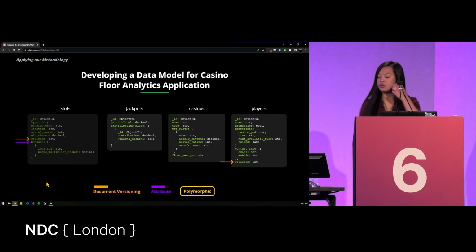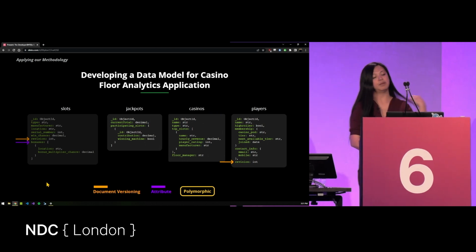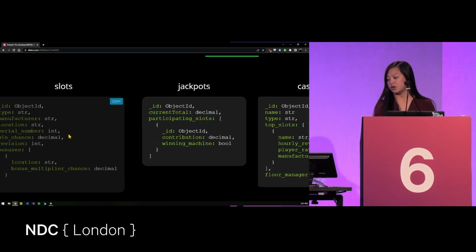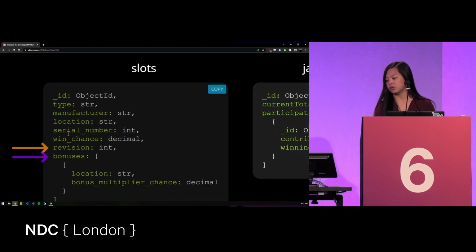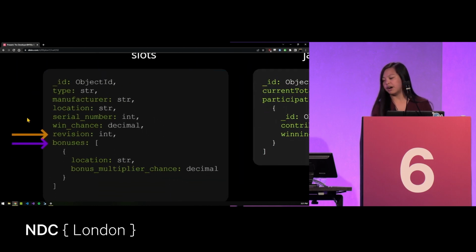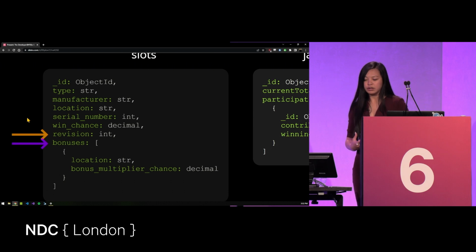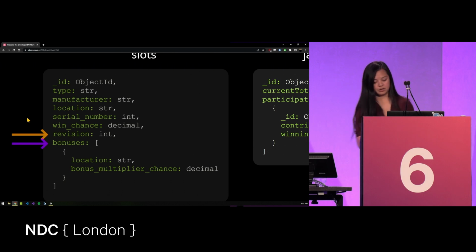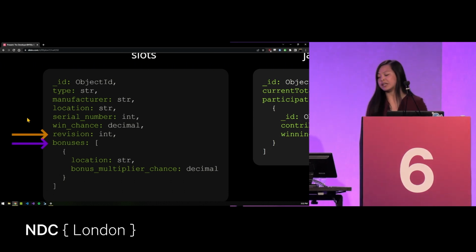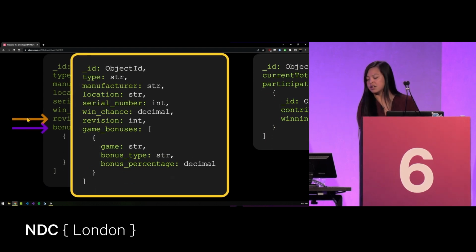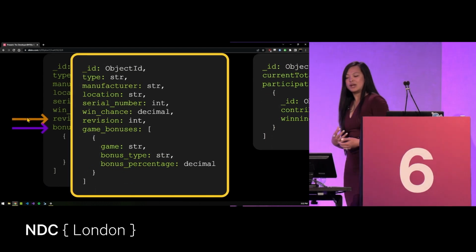And then we have our trusty polymorphic pattern at play here, right? So most slot machine documents will look like this. They'll have the identifier, the manufacturer, where it's currently located, serial number, etc. But depending on the type of slot machine that it is, it could look like this. This one would relate to a slot machine.